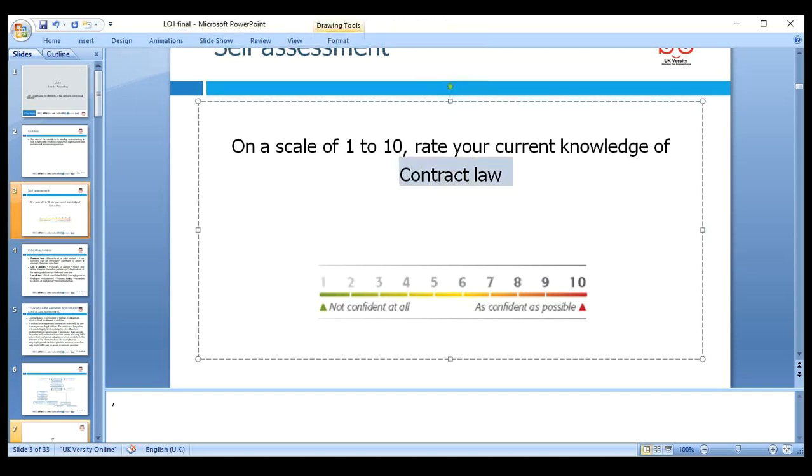Okay, we'll go through all these elements of a contract, which are crucial. What do you think? Which law does contract come under?